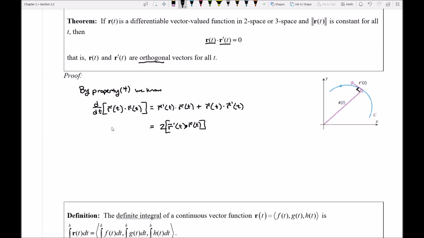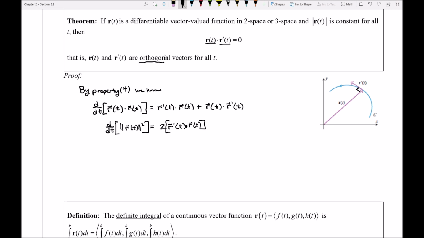On the other side, though, we can actually use a property that we saw very early on with vectors. If I ever have a vector dotted with itself, you might recall that I can rewrite this as the norm of that vector being squared. Okay, now this is kind of interesting.